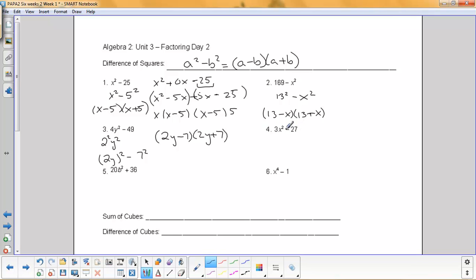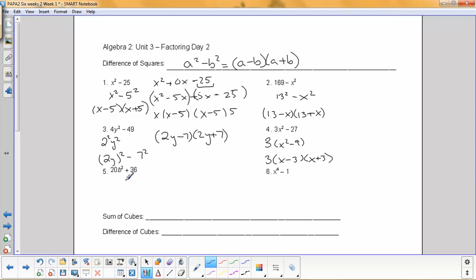We're looking at a greatest common factor, so you always want to approach it with the GCF removed. So it's going to be 3 times x squared minus 9, and there's your perfect squares. 3 times x minus 3 times x plus 3.